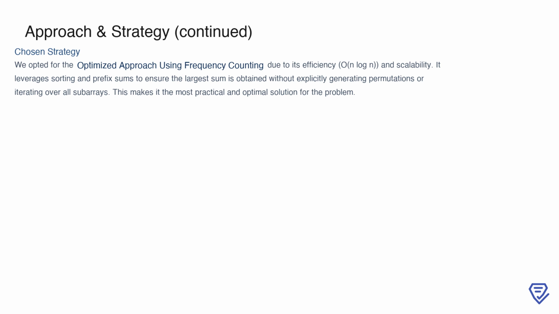This method is not only efficient with a time complexity of O(n log n), but it also scales well for larger inputs. By leveraging sorting and prefix sums, we ensure that the largest values in nums are paired with the most frequently used indices, maximizing the sum without the need for explicit permutations or subarray iterations. This balance of efficiency and practicality makes it the most suitable solution for the problem.